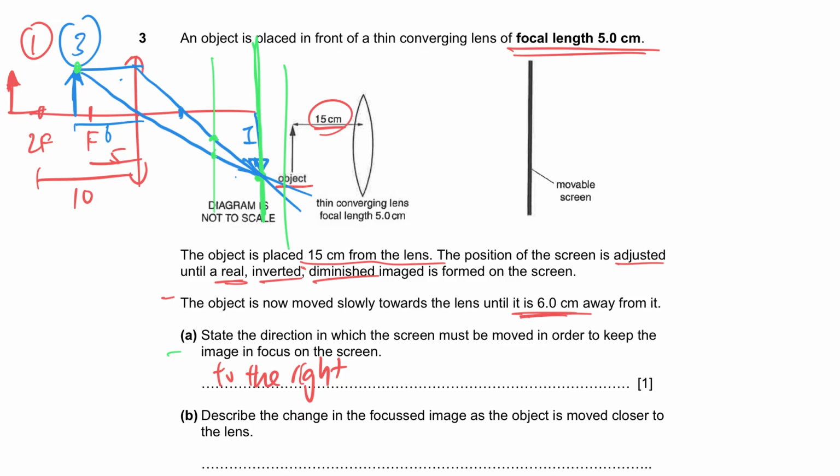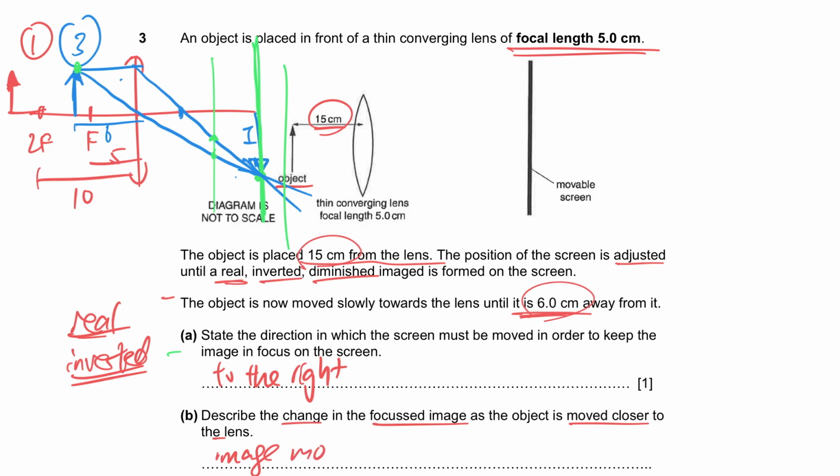And next part, they ask you to describe the change in the focused image as it moves closer. That means to say from 15 it moved to 6. What is the change? Now remember the first 3 scenarios, all the images are real, so there's no need to talk about that. Both are still real, both are still inverted. All right, if you are not sure, please refer to the summary. And so the only difference is the image moves to the right. And another important thing is the image will become magnified. All right, because it goes from the first scenario to the third scenario, the image will be much bigger, magnified.